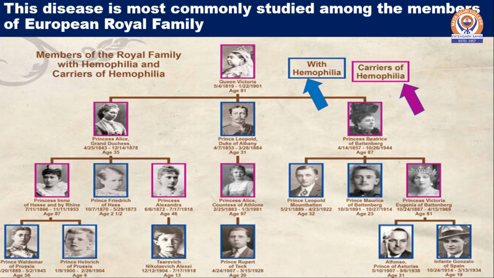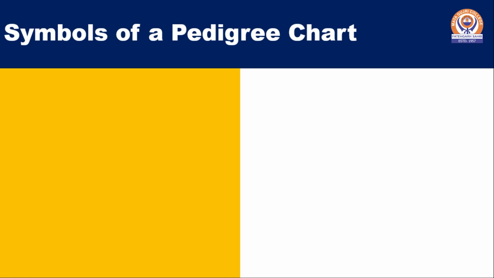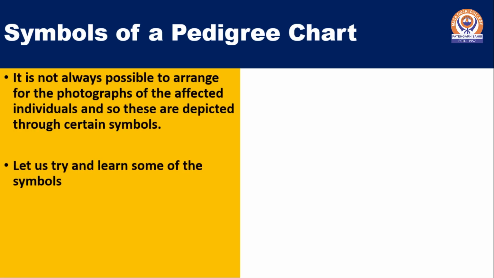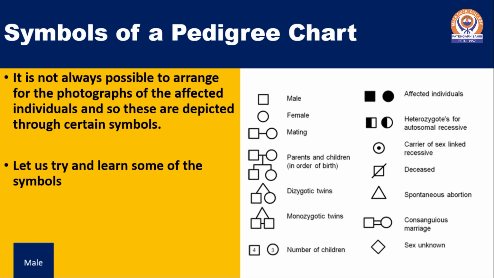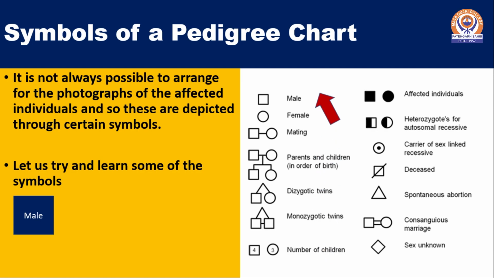Though pictorial representation seems to be fascinating, it is not always possible to arrange for the pictures or the photographs of the family members. Therefore, symbols are used to depict a pedigree chart for convenience. Now let us try and learn some of the symbols. A square is used to represent a male, and if the square is shaded or darkened, it represents that the male is affected. If the square is only half shaded, it represents heterozygosity.